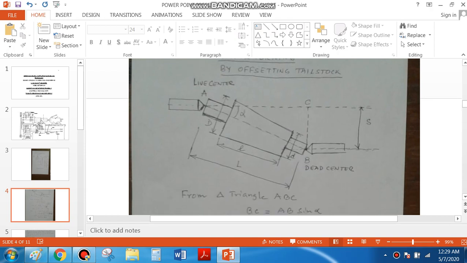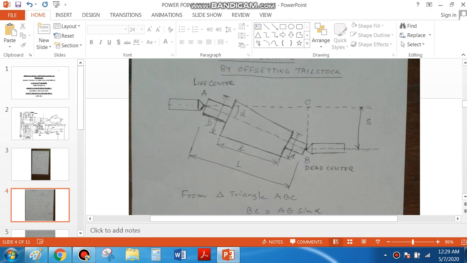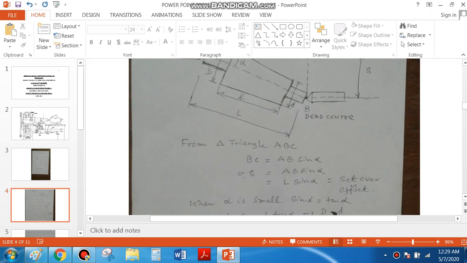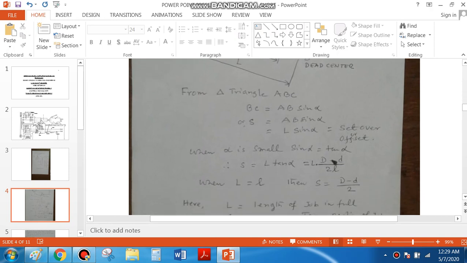If you go into the calculation, in triangle ABC, BC is equal to AB sine alpha. Now BC is equal to S and AB is equal to capital L. So S is equal to L sine alpha. That is the set over. When alpha is small, sine alpha is approximately equal to tan alpha. So S is equal to L tan alpha, which is capital L into (D minus d) over twice small l. That is the formula for set over.